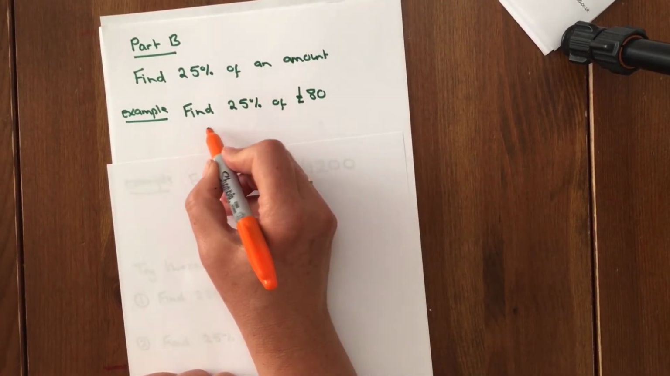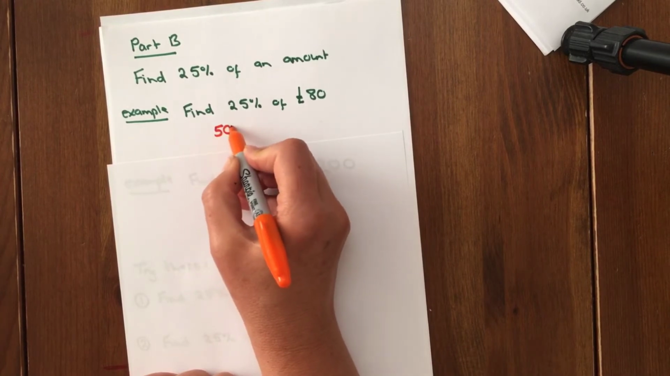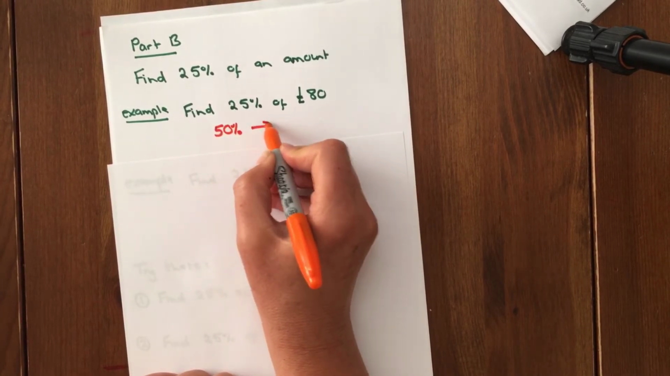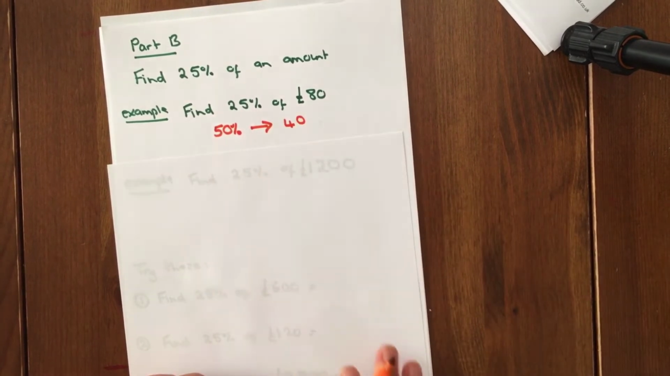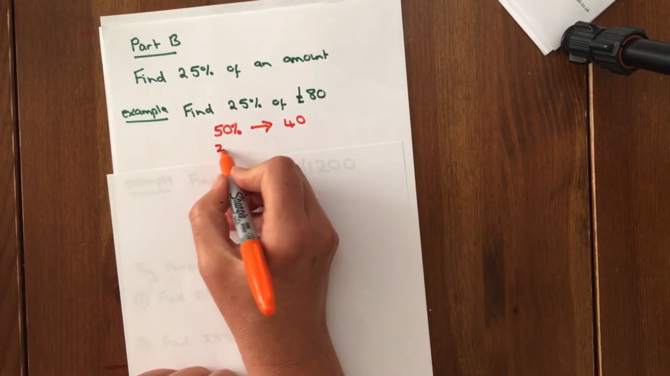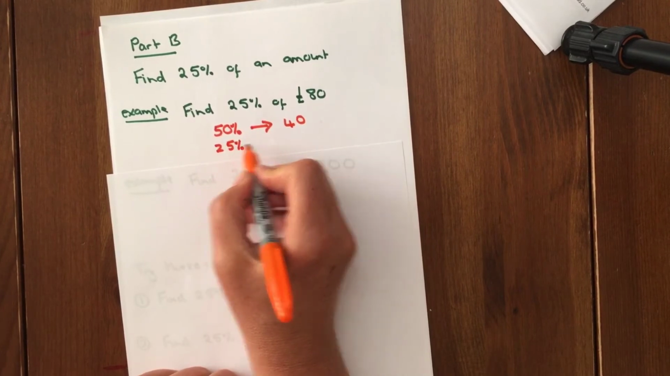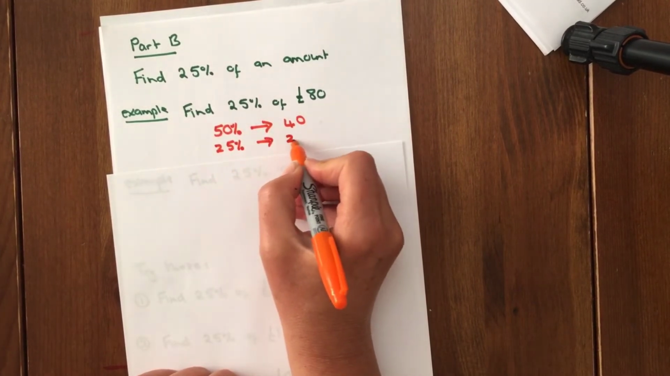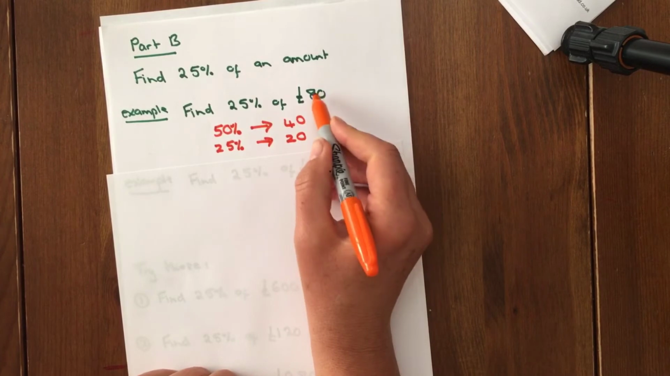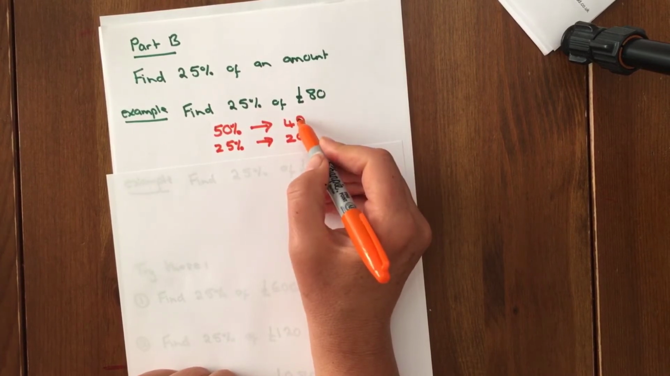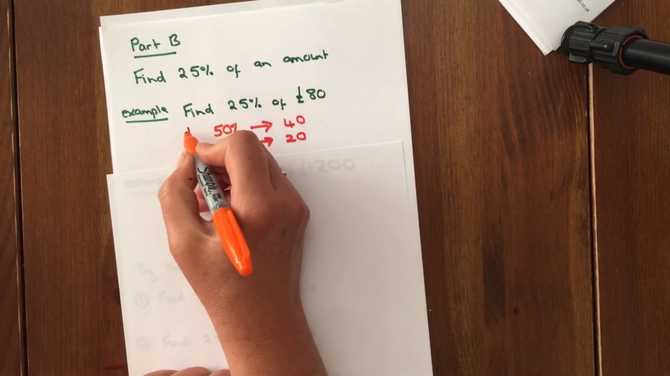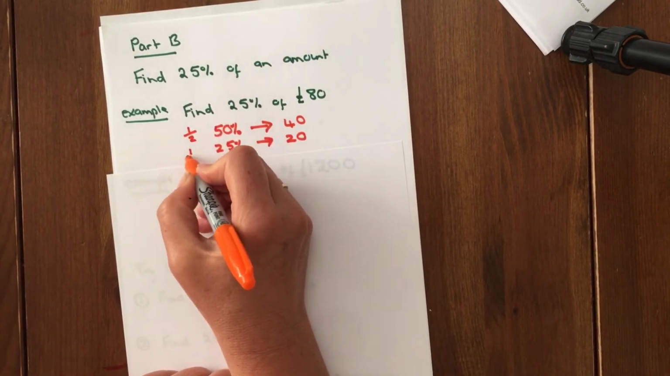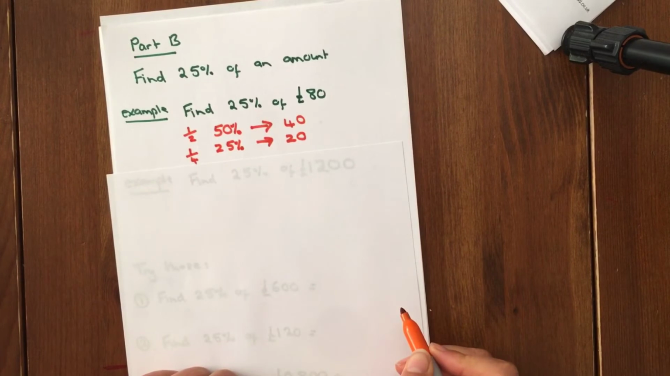Well, if we find 50% first, 50% of 80 is just half of it. And 25% we just half again, don't we? So half of 40 is 20. So half once to get 50%, half again to get 25%, because I'm finding a half and then I'm finding a quarter of the amount.